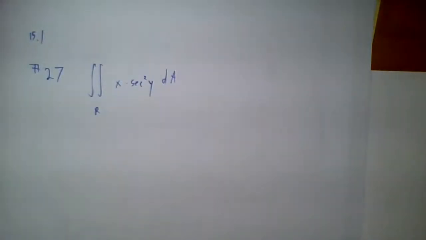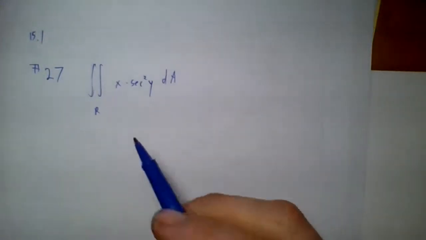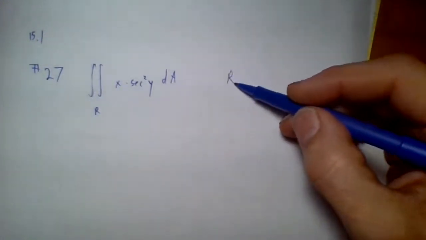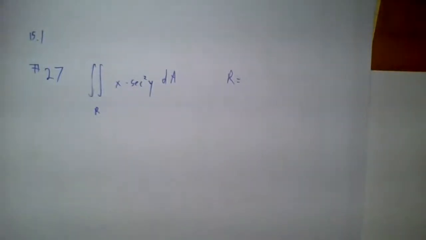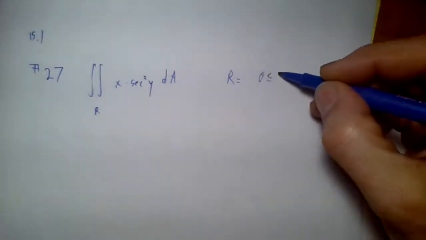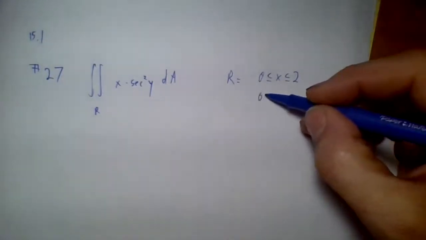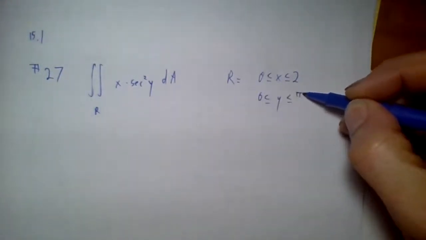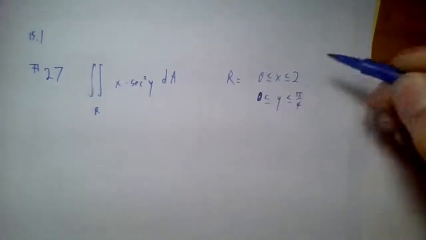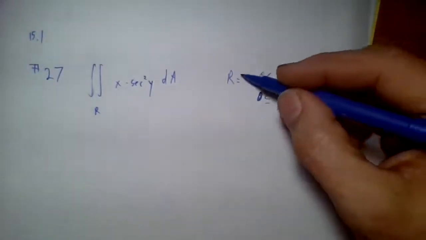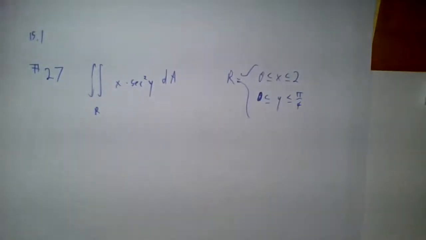So there's your function, and that dA thing means we're talking about subdividing area in this region, but they have to tell you what the region is. And for this one, the R that we're dealing with is x values between 0 and 2, and y values between 0 and pi over 4. So those are the inequalities that define the region. That's what we're looking at. That is just a rectangle right there. We could draw a picture of it.